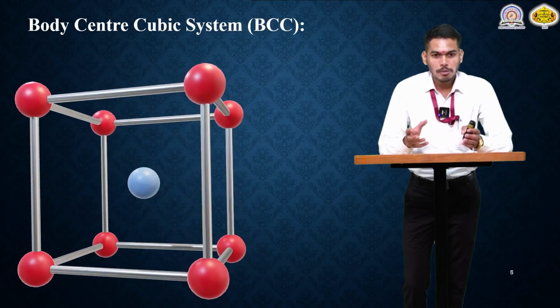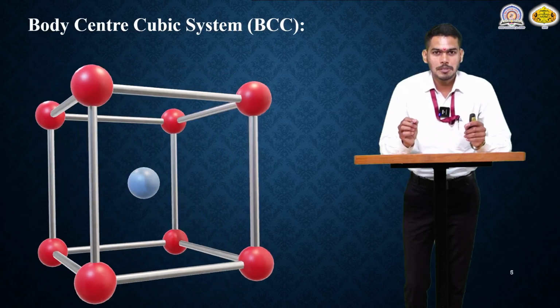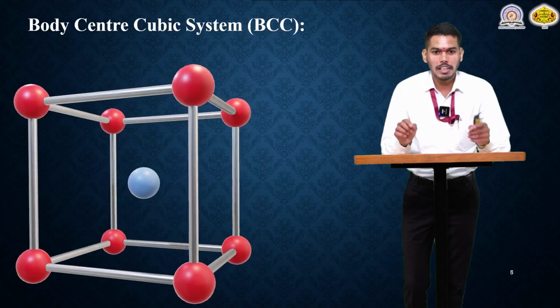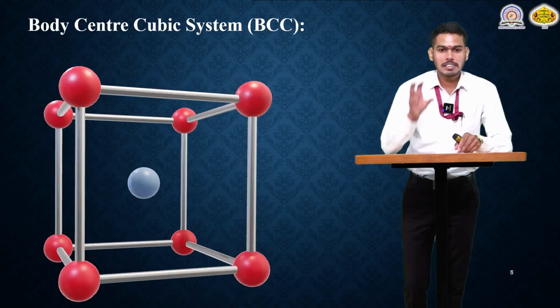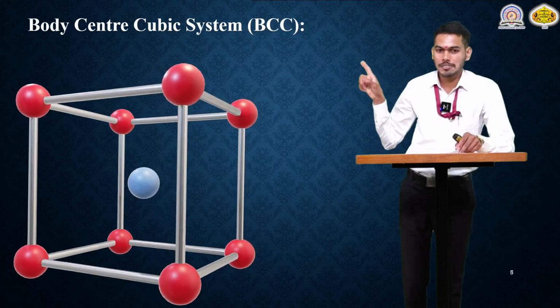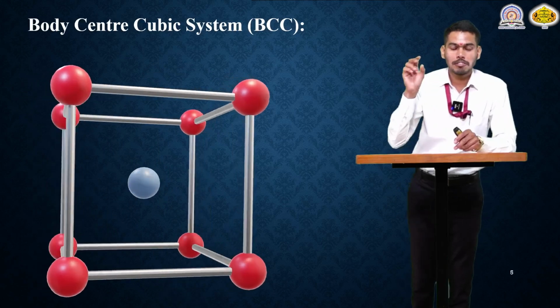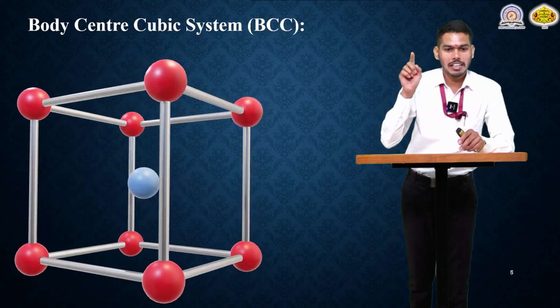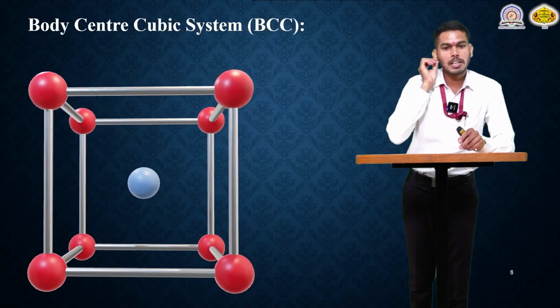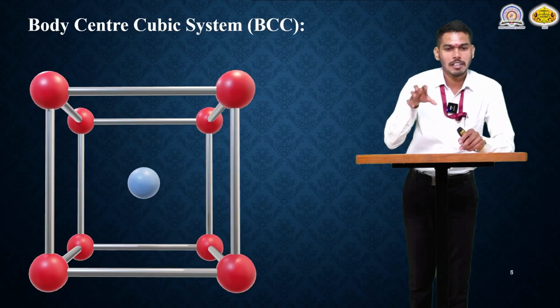In a body-centered cubic system, there are 8 atoms at the 8 corners of the cube, and one atom is placed inside the cube. As you can see, the red atoms are at each of the 8 corners, and the blue atom is placed in the center of the cubic system.